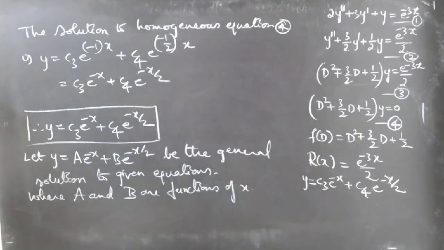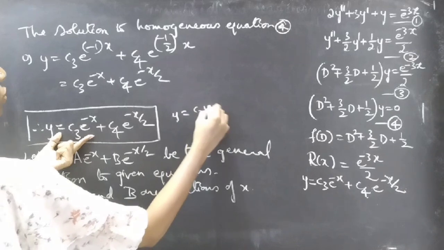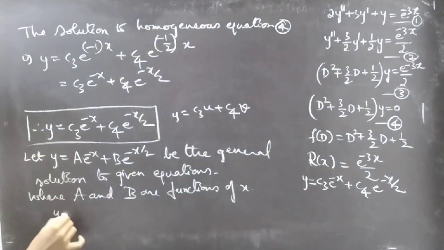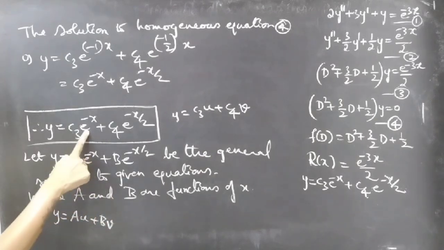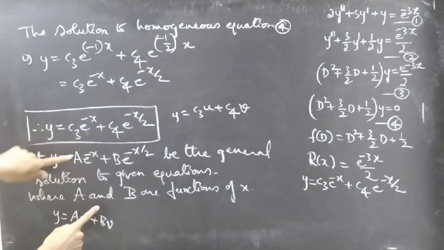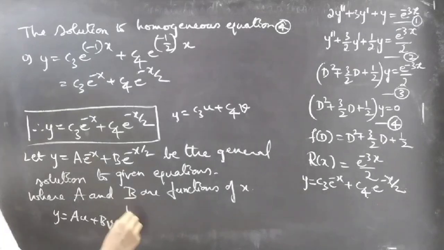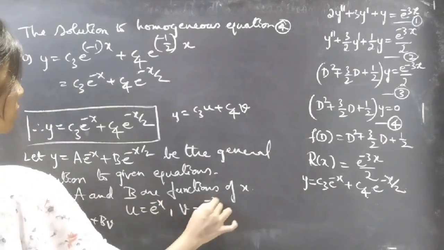Right? Now, we can compare the solution to the homogeneous equation, y equal to c3u plus c4v, with this, y equal to au plus bv, so that we'll get u and v, where u is e power minus x and v is e power minus x by 2. We'll have u equal to e power minus x and v equal to e power minus x by 2.